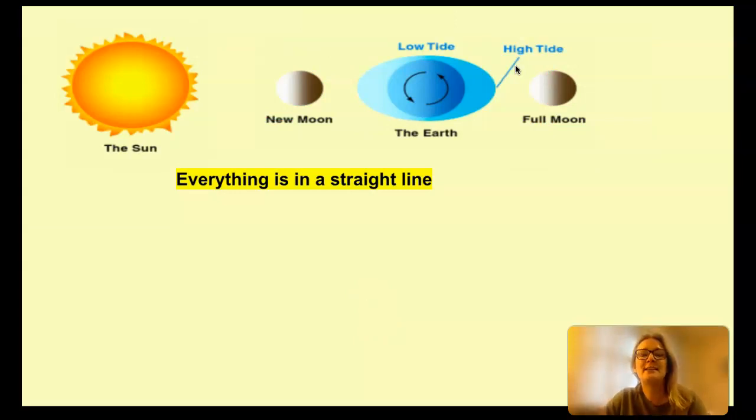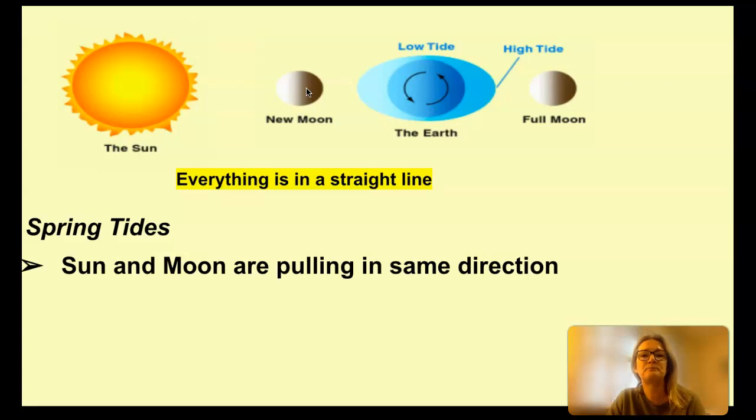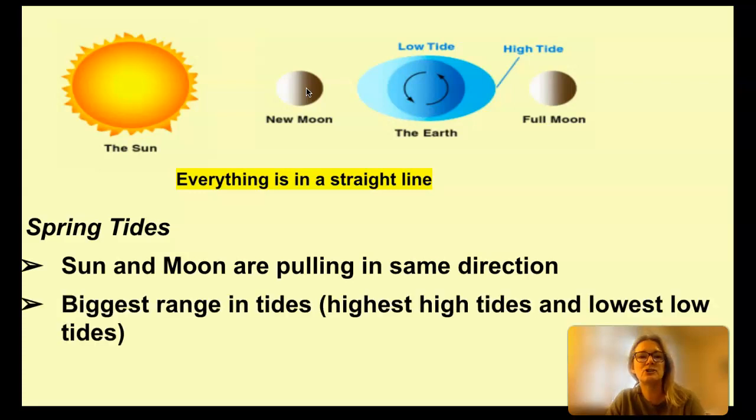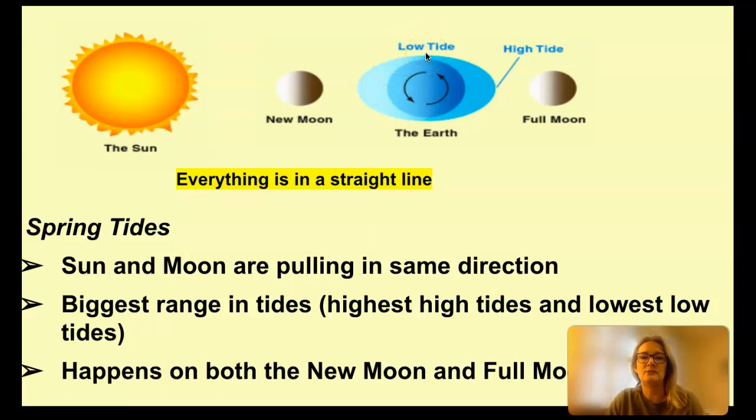So when the moon is in the new moon phase or the full moon phase, they line up with the sun. Everything's pulling in a straight line. So this is a situation called a spring tide. So new moon and full moon is when you get a spring tide. Sun and moon are pulling in the same direction. We get the biggest range, so that the force on the water is all working in the same direction. You get that really stretched out bulge, really high tides and really low tides.